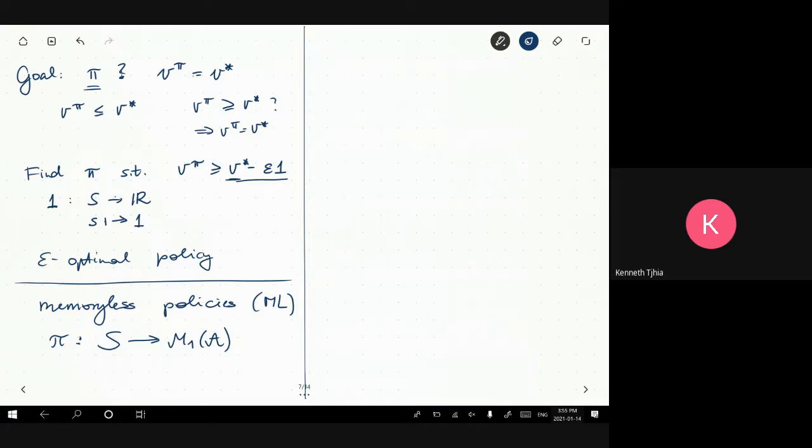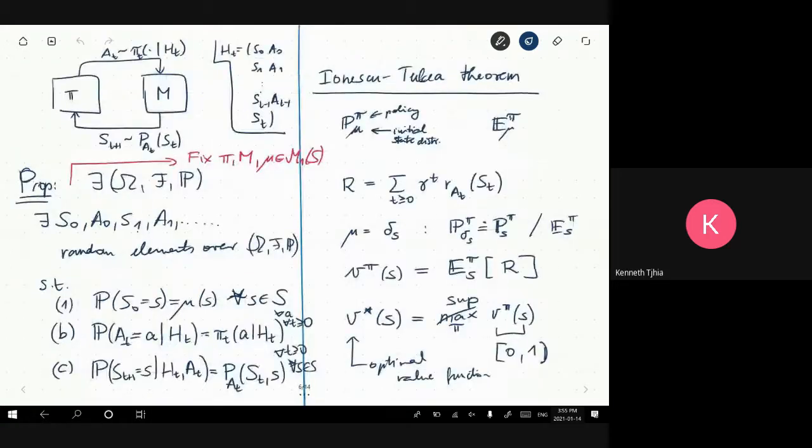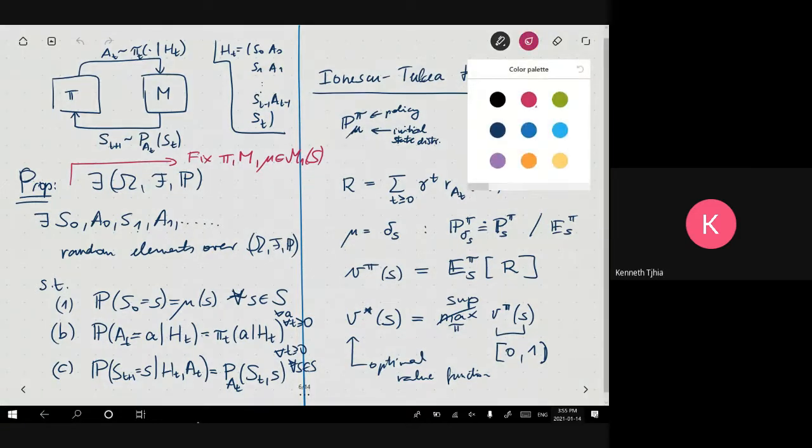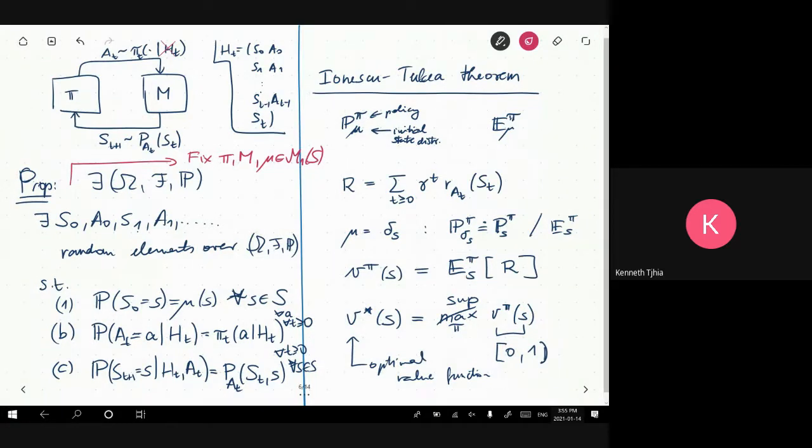Now you might be wondering, but how do I execute this? Well, if you go back to this diagram here, when you have a memoryless policy, then it doesn't remember. So instead of H_t, it will only have S_t. It sees the last state, and then it reacts to that. It just blurts out some action as a reaction to the state.